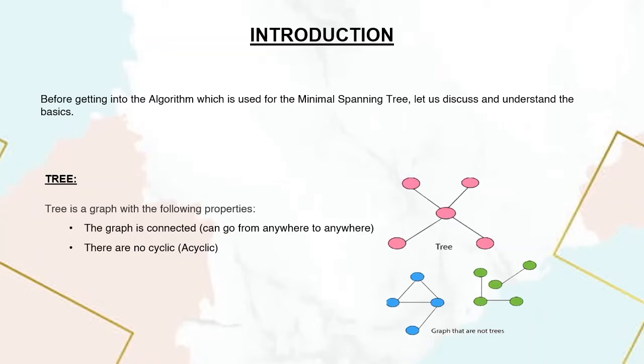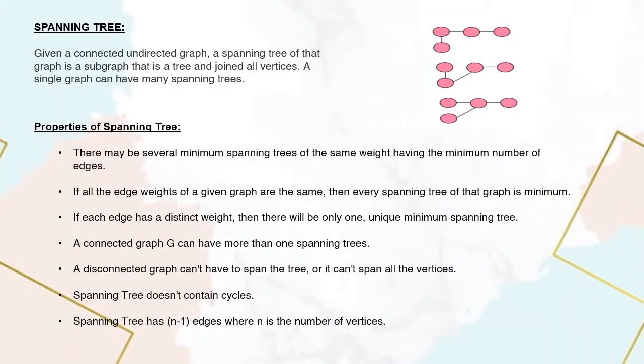Tree. Now, a tree is basically a graph which has two properties. One, the graph is connected, and two, it is acyclic, and that is it. Spanning tree. A spanning tree is a subset of a graph which has all the vertices covered with the minimum possible number of edges. Hence, a spanning tree does not have cycles and it cannot be disconnected. By this definition, we can draw a conclusion that every connected and undirected graph has at least one spanning tree.